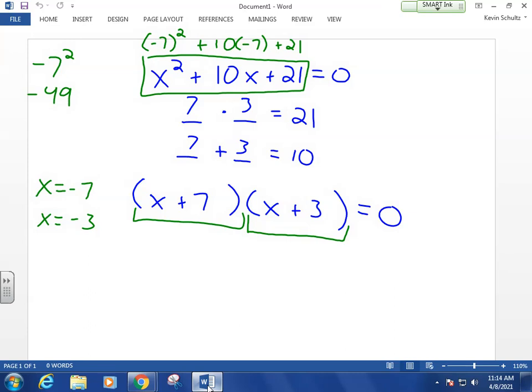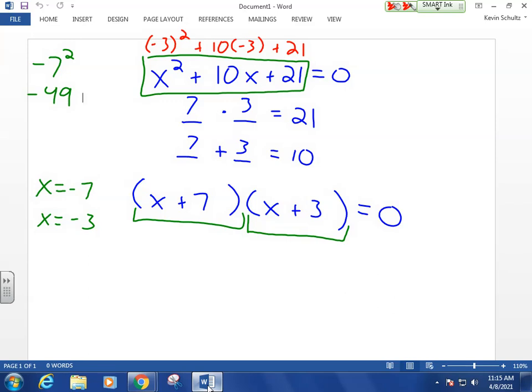We then have to check a second time with negative 3, because we can't put negative 7 in for the first x and then negative 3 in for the second x. Like we said earlier, an x can't be different values in the same equation at the same time. So we plug in negative 3 for x now. Negative 3 squared is positive 9. 9 plus negative 30 is negative 21. Plus 21 equals 0. It checks out.